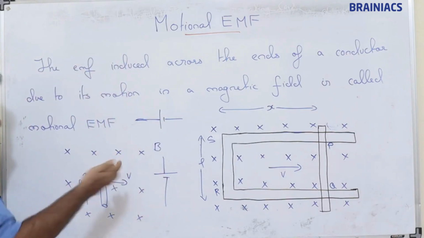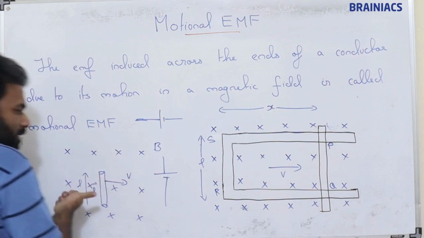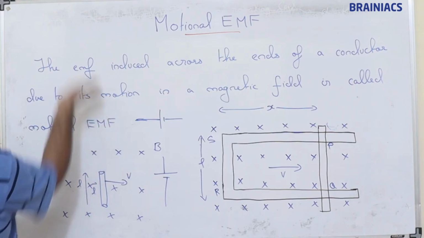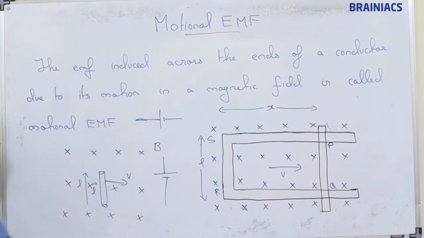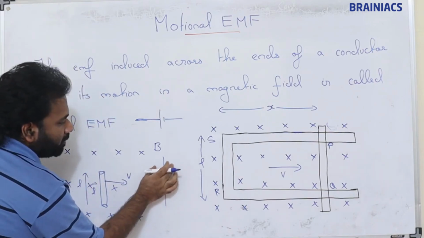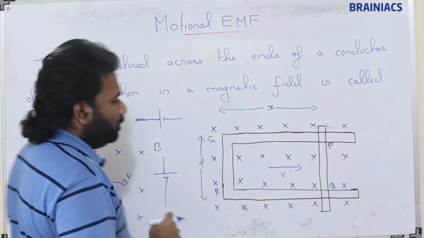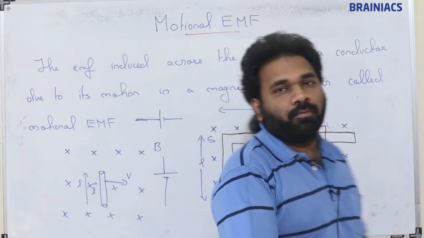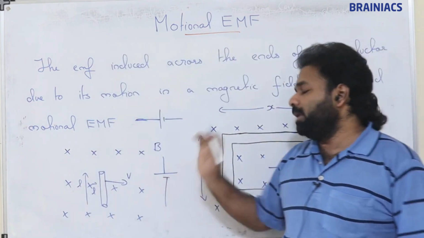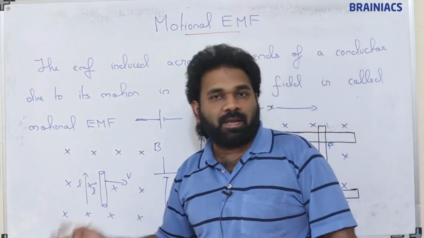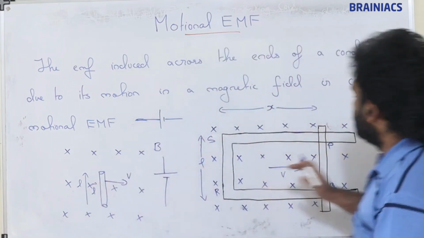I repeat once again, this is the magnetic field, this is the direction of the conductor, then my palm is showing upwards. So on the uppermost side we can place the positive terminal. That is how we get the direction of EMF.